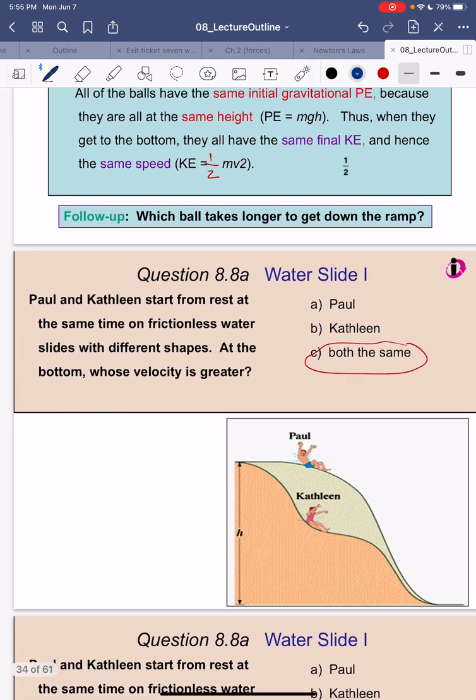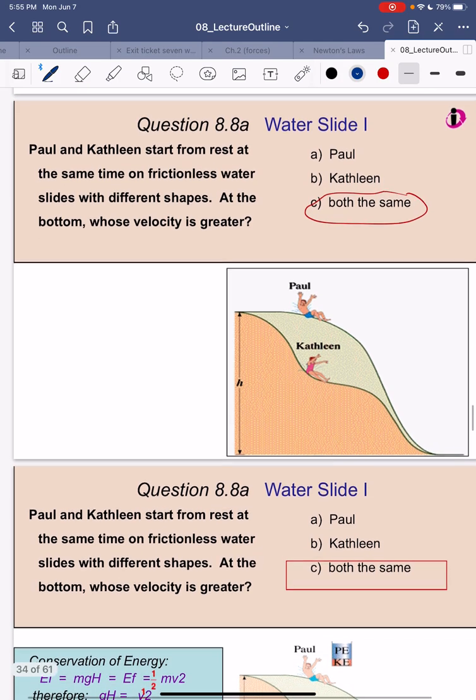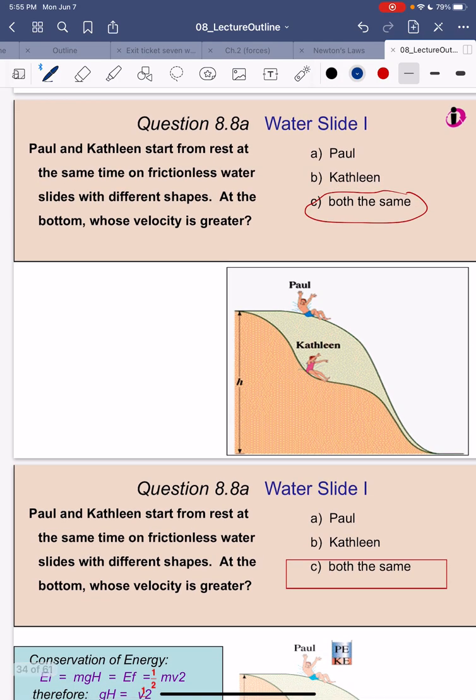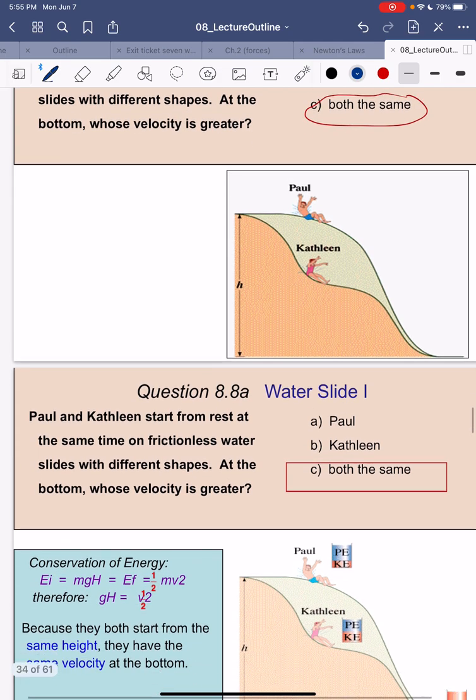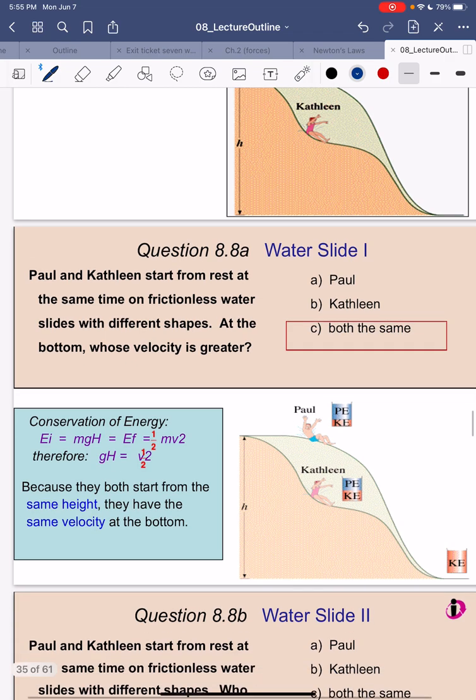We have also another conceptual question. Paul and Kathleen start from rest at the same time on frictionless water slides with different shapes at the bottom. Whose velocity is greater? We said that the vertical distance is not going to change for both, then they're going to have the same. And of course, it's a very simple problem that we did solve, and we will solve more like this one. Okay, mgy or mgh equals 1/2 mv squared, then same height means the same velocity.